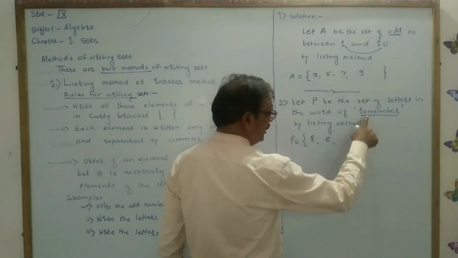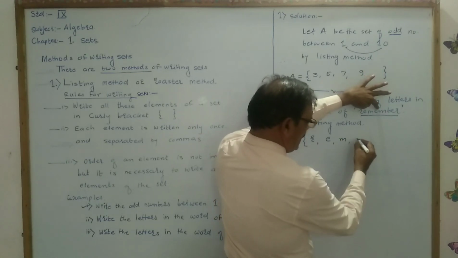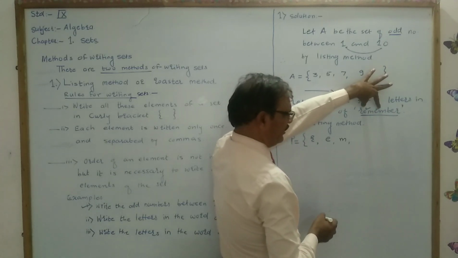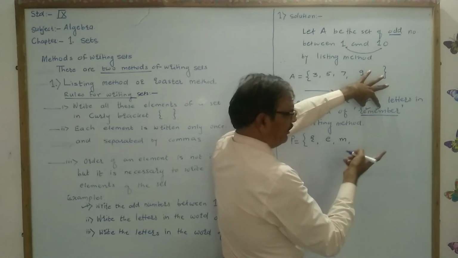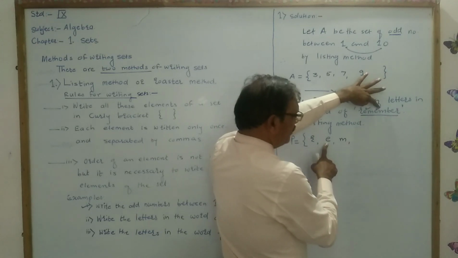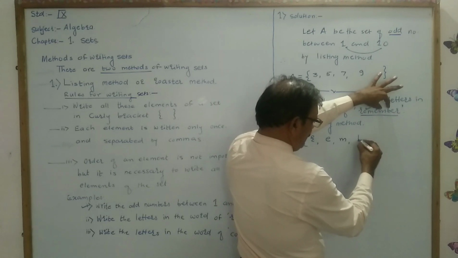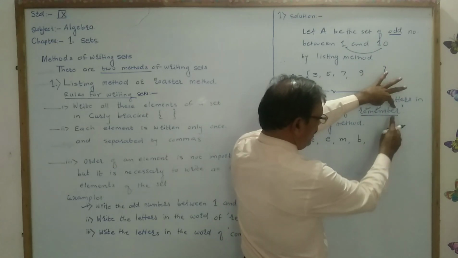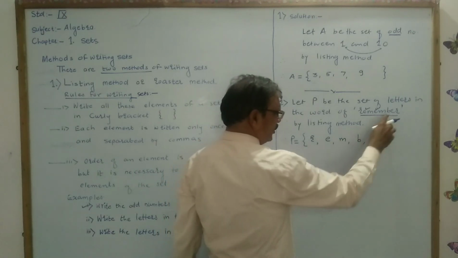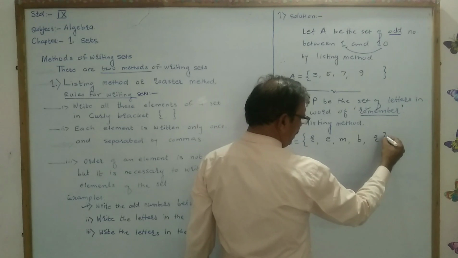So R, E. Next is M, then E. So here is E, here E is repeated. Don't take E double, take only once. So already we have put here. Now, then M, then B, then E. Already we have taken E here. Don't repeat it. And last is R.